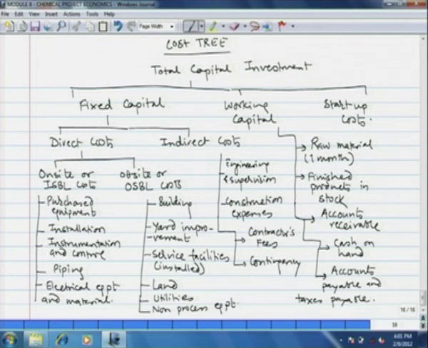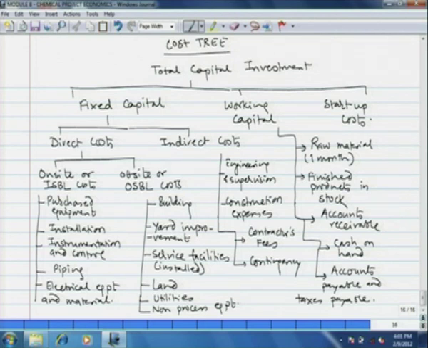Then the accounts receivable: your customers may not pay money immediately, so you have to have some margin for that money that is due. Accounts receivable, cash on hand, this is for salaries, wages, and so forth, and then accounts payable and taxes payable. So, that is the composition of working capital.